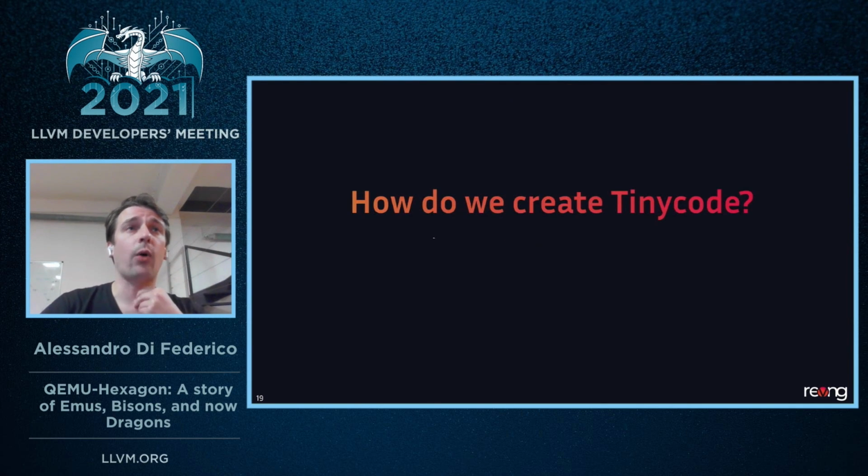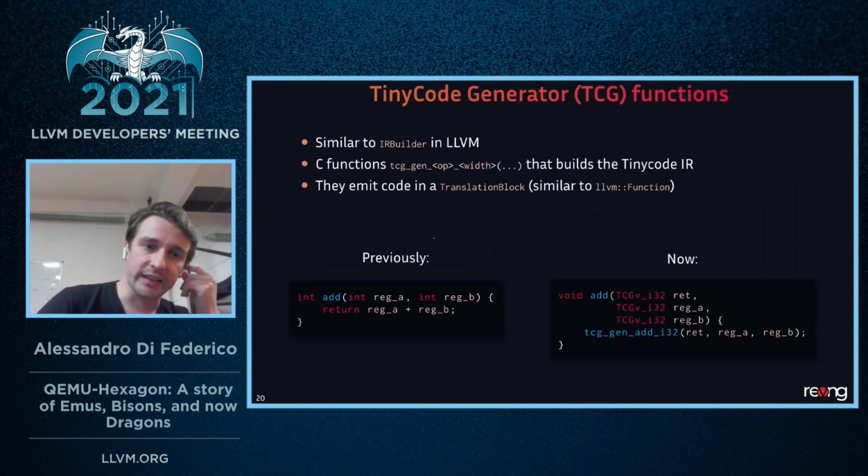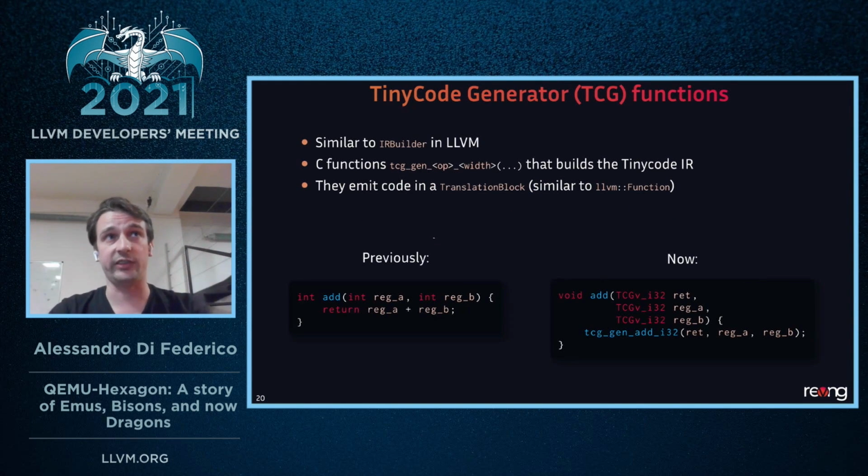Okay, let's see, how can we create tiny code? Well, when you are writing a TCG, a tiny code generator, you basically do something similar to when you use an IR builder in LLVM. But on the other hand, we have these C functions that are called tcg_gen, name of the opcode and size of its operands, that basically emit tiny code IR into the translation block, which in QEMU lingo is basically equivalent to an LLVM function. It's important to stress that in tiny code, you just have two data types, 32 and 64 bit integers.